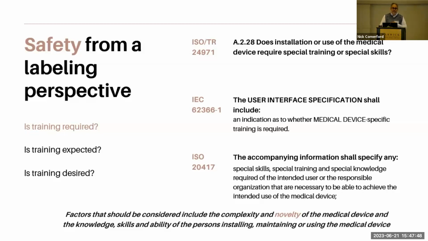So when it comes to a labeling perspective, safety is the guiding factor of whether training is required. And understanding that separation is important because it allows you to then exclude certain things from any summative evaluations that you may have to do. So be very well educated in those things.